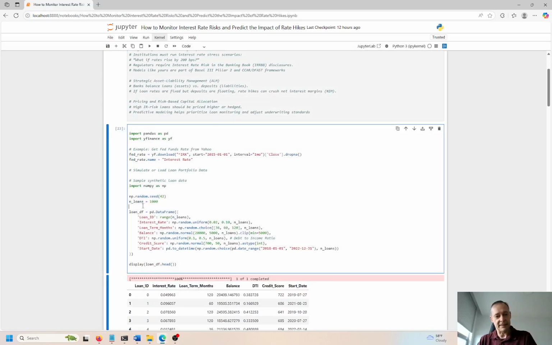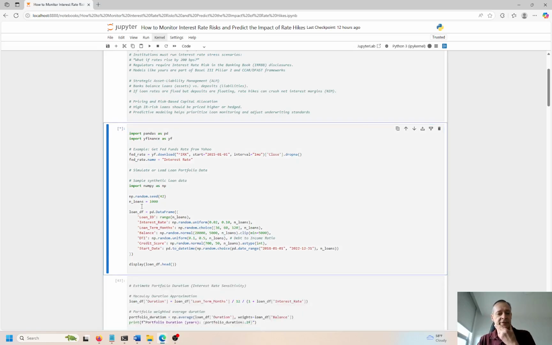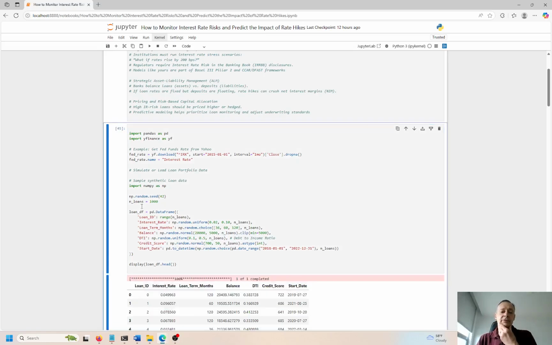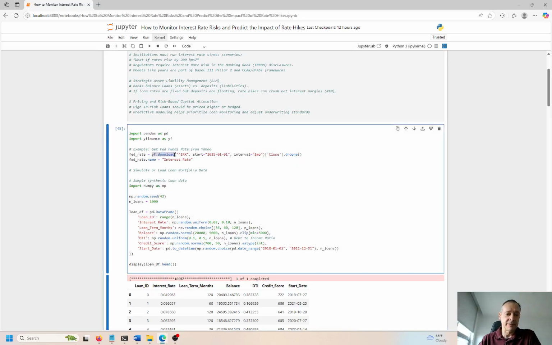So let me go ahead and import or create some data. I couldn't find what I actually wanted online, so I just created my own synthetic data set. I am getting the federal funds rate from Yahoo Finance. Okay, I'm going back to 2015. That is 10 years ago. Right now it's May 2025. So I'm going back to the beginning of 2015, a little more than 10 years and some change. And I'm looking at the interest rate and I'm taking that and combining that with the synthetic data set that I just created.